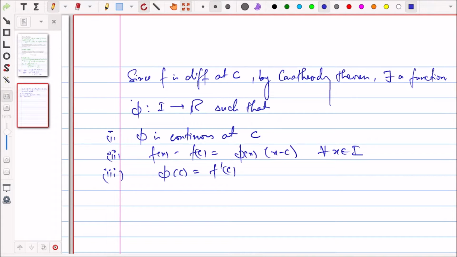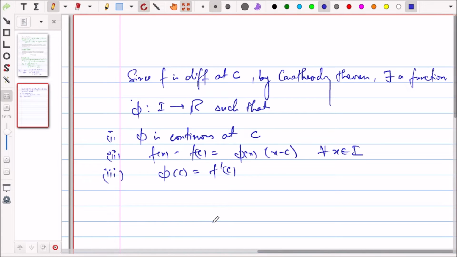So this is by Sir, phi Carathéodory of x is equals to fx minus fc upon x minus c. डिफरेंशिएबल हो हाँ, जाएगा सर. यही कंडीशन तो है कि fx minus fc equal to phi x times x minus c. ठीक है. So since f is differentiable at C, so we will have by Carathéodory theorem there will exist a function phi from I to R such that phi is continuous at C, fx minus fc equal to phi x times x minus c, and phi c is equal to f dash c.